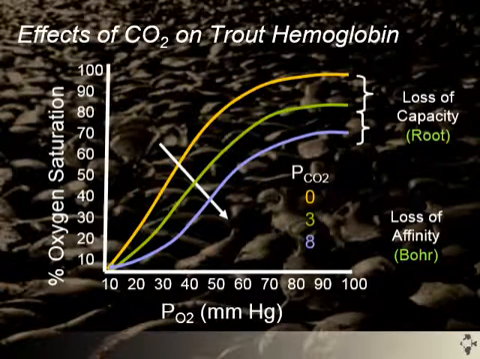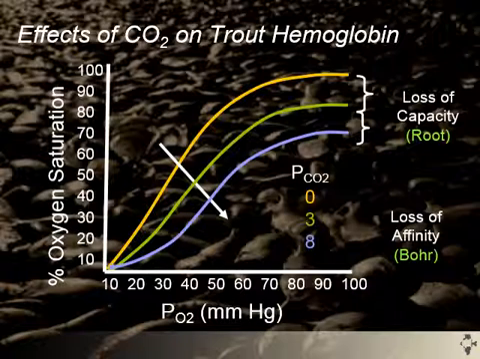So we talked about the Bohr and Root effect, and you can see that listed here for these different curves. You can see both the loss of capacity, the downward movement of the curves, the suppression of the peaks of the curve, and you can also see the loss of affinity, that right-hand shift in the curves. The reason you see this shift, this Root and Bohr effect occurring for these different curves, is as a function of the pressure of carbon dioxide in the bloodstream, or at the tissues rather.